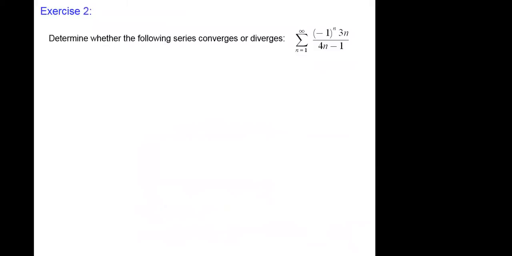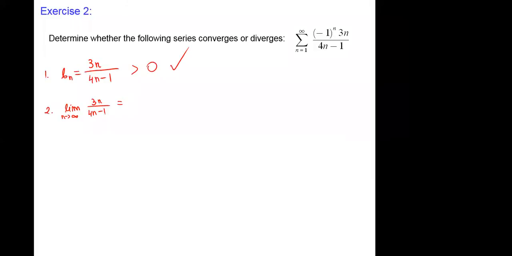Determine whether the following series converges or diverges. -1 to the n, great, I can use my AST, 3n over 4n minus 1. I can see right away that the formula b sub n is just this. It's definitely positive. Let's check the behavior at infinity, limit at infinity of 3n over 4n minus 1.